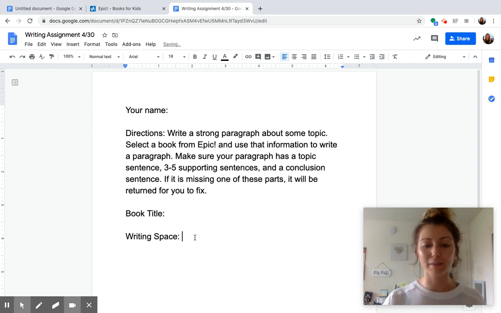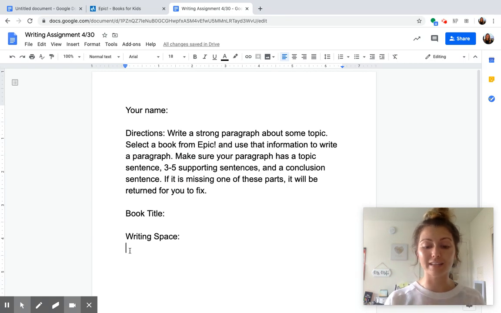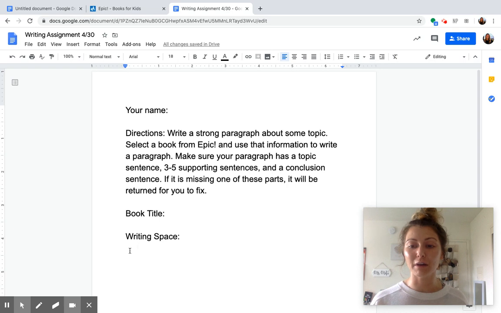And your writing space. So coming down underneath where it says writing space, if you remember from last week, I taught you how to indent, make 5 spaces, 1, 2, 3, 4, 5, and then get started with your paragraph. Make sure you have a capital letter at the start of the first sentence and all your sentences. Make sure you're using all of the grammar rules.